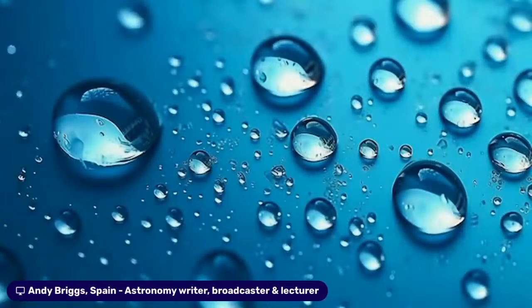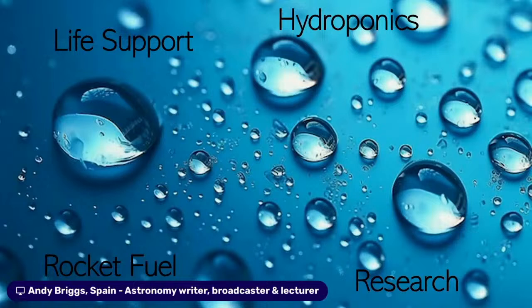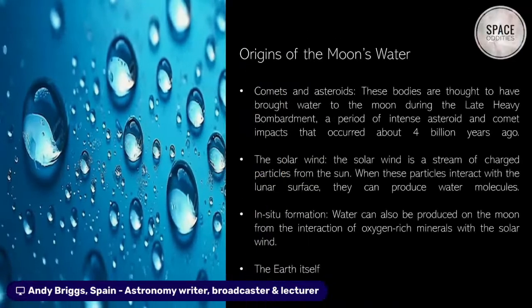Now, if you can get at that water, what does it do for you? What would you use it for? Well, astronauts would use it for all sorts of things, but obviously they would use it to survive, for life support. They would use it for hydroponics, to grow plants on the moon. And they would use it for rocket fuel, because you can split the water into oxygen and hydrogen and make rocket fuel out of it. And of course, they would use it for general research about the moon. But there will be other things, I'm sure, that people will think of as well. So it's very, very interesting.